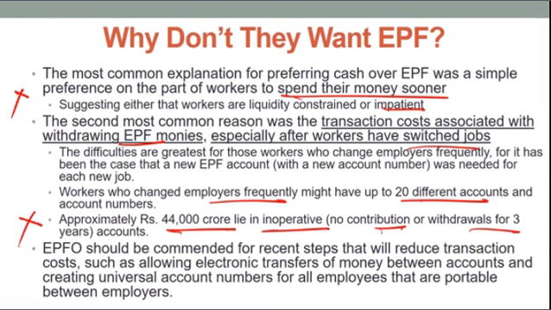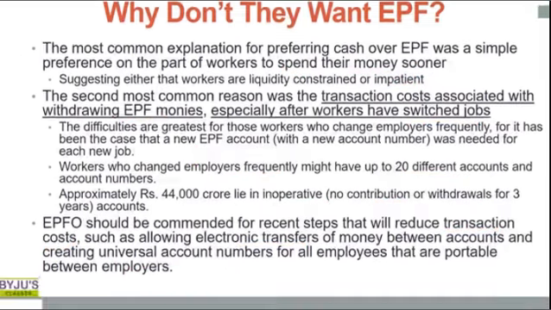Now EPFO has been doing a lot of good things also. They're trying to reduce transaction costs. They're allowing electronic transfer of money between accounts. So if you have one account here and one account here, you can electronically transfer the money. Universal account number is being provided so that it's portable between employers. You don't have to start a new EPF account every time. But all this is taking time. Existing employees are still not having full trust in the EPF. So that is the problem with EPF as far as the employees are concerned.